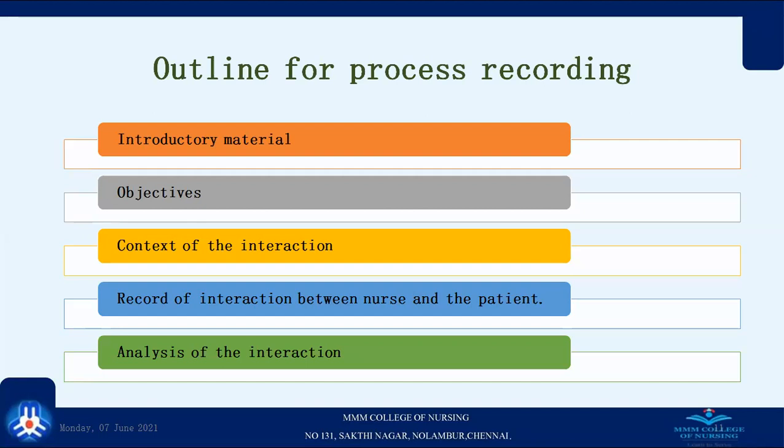The next one is a record of the interaction between nurse and patient. This should be truthful. Whatever the nurse says, the nurse's actions and behaviors, and the patient's behaviors and actions, changing positions, looking at various things, eye contact, biting the nails, whatever it may be, and the tone of voice and rate of speech, everything should be recorded accurately. We cannot manipulate here. We cannot change anything here.